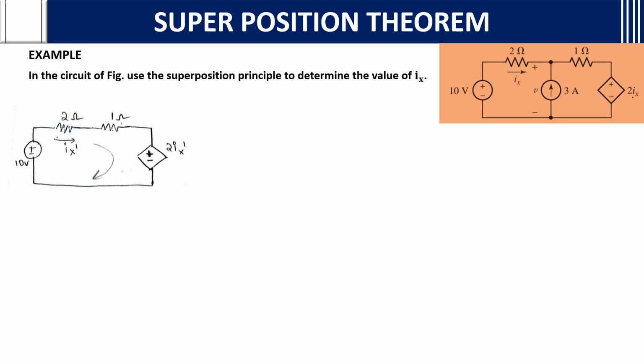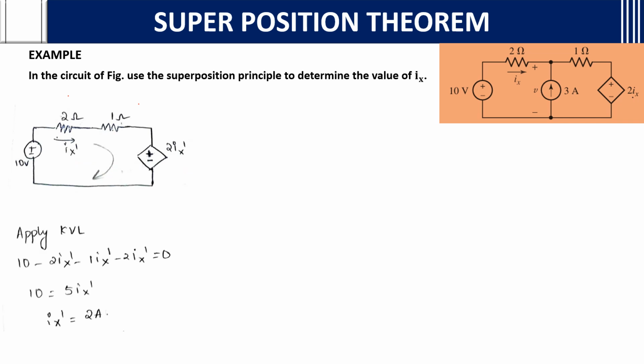After removing the current source, we open circuit it. After open circuiting it, what will happen? Since they have already given it as Ix, I will take Ix only as the current, going in the clockwise direction. Take Ix dash, 10 volts, 2 ohms, 1 ampere, 1 ohm and 2 Ix dash. Change here also. Why? Because this is a dependent source, depending on Ix. So in place of 2 Ix, take 2 Ix dash. After that, apply KVL.